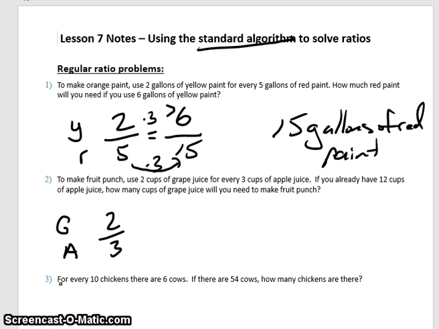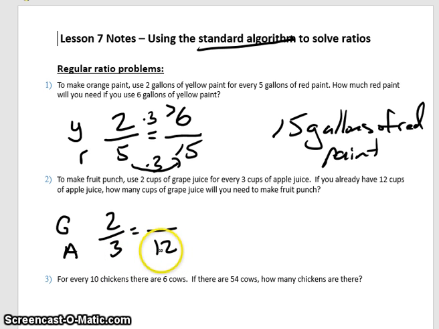Now it says you already have 12 cups of apple juice. When I look at my ratio, the 12 is going to go with the apple juice, so it's going to go down in the denominator. It's not like you always put the number up top or always down below. You've got to see what they've given you. We want to know how many cups of grape juice you will need to make fruit punch.